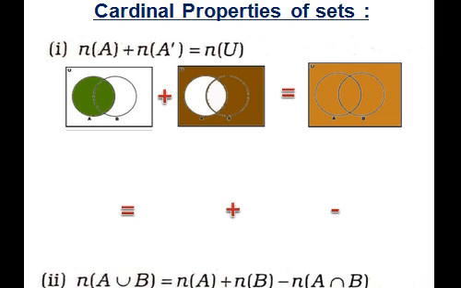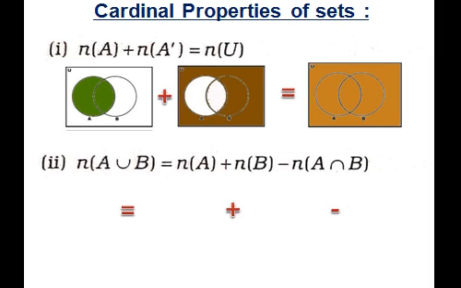Moving ahead with the second one. The second cardinal property says the cardinal number of A union B is equal to the cardinal number of A added to the cardinal number of B, excluding the cardinal number of A intersection B. That means I am going to add both the sets and the common part will be excluded.